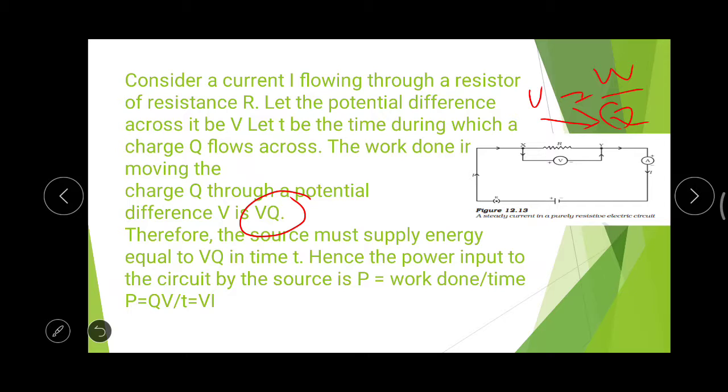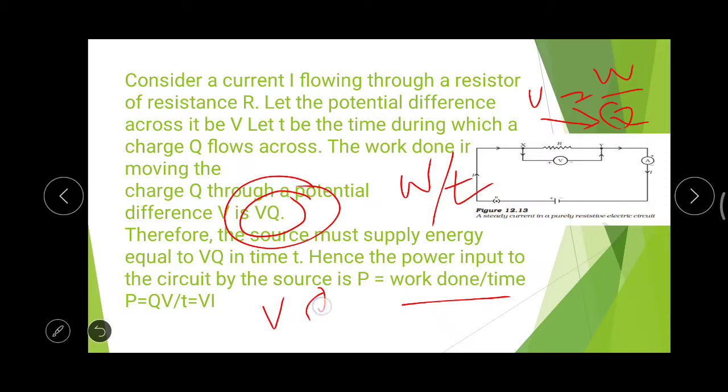No, we have to find out the power value. The power is actually the work by time. We have already found that work is equal to V into Q. So V into Q by T will be the power. That is the work done per time. So V into Q by T, where Q by T is equal to I, so the equation will be V into I.